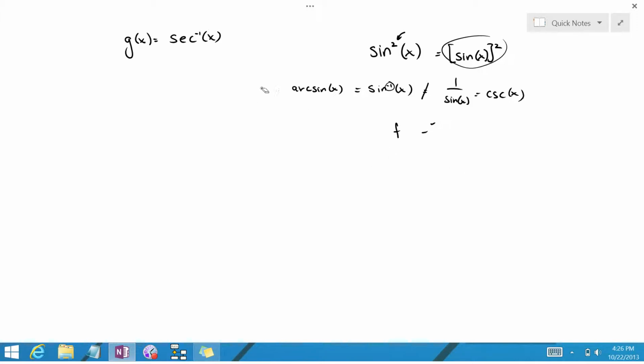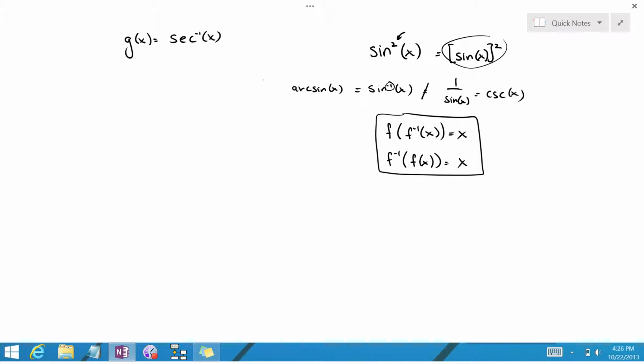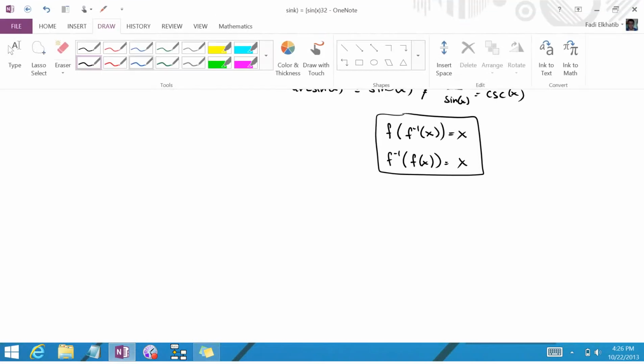But the upshot is, when you have these two inverse functions, if you first apply f inverse to a value x, and then you apply f, it's as if you had done nothing at all to it. And the same is true vice versa. If you apply f first, and then you apply f inverse, it's as if you had done nothing to it. So that's what we mean when we talk about these inverse functions. So with that in mind, let's see how we can figure out what the derivative of secant inverse is.